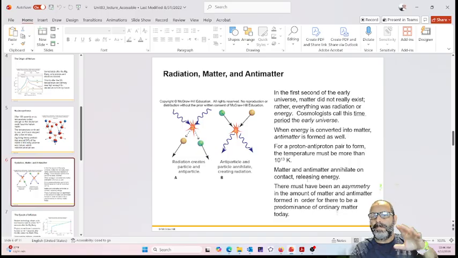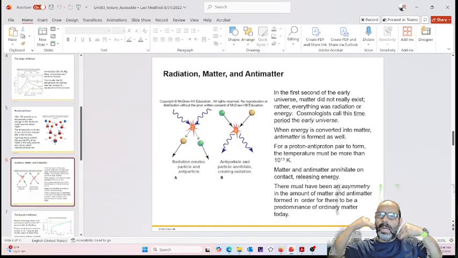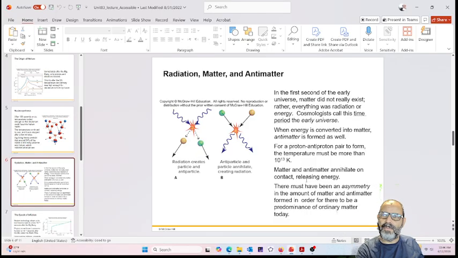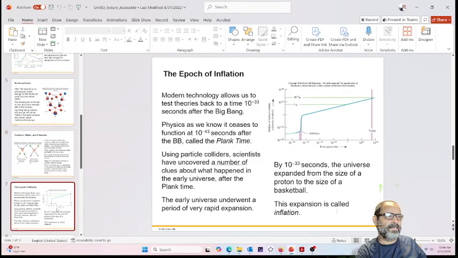So antimatter and matter canceled out as the temperature cooled down, and only the difference remained in the form of matter. You and I and the stars and everything else that we see in the current universe is only the remnant of this annihilation that happened early on.